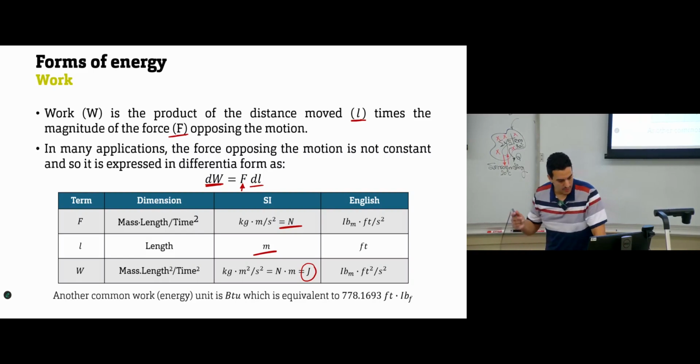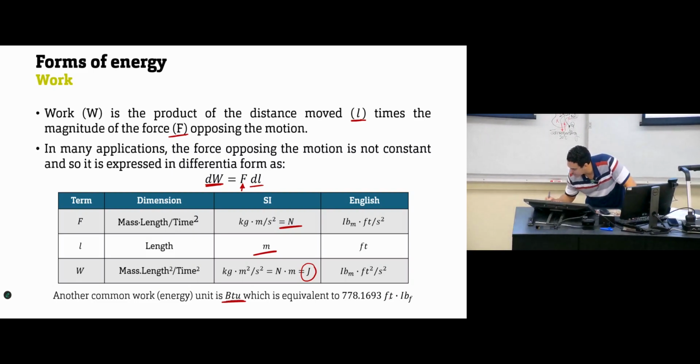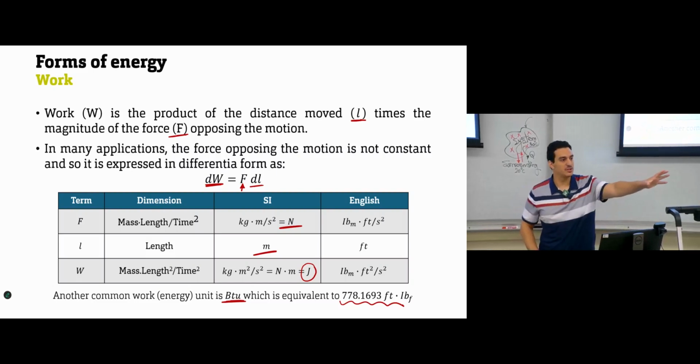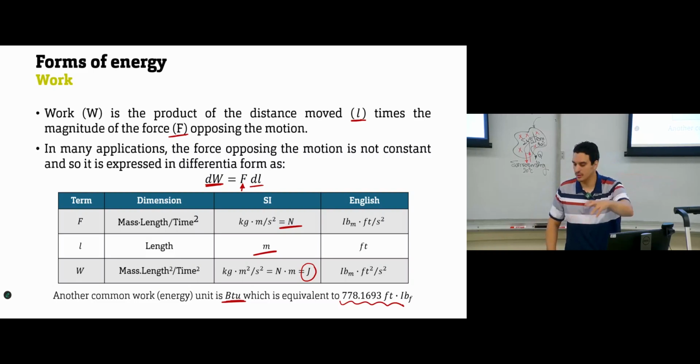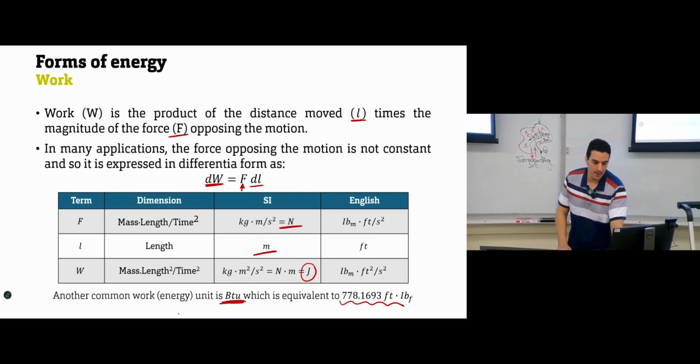Okay, similar to this, in the American system we have one important unit, the BTU, which is the equivalent of this one. So force is in Newton or pound force, pressure is in Pascal or PSI, and energy is in joule or BTU. So always keep these units in your mind.